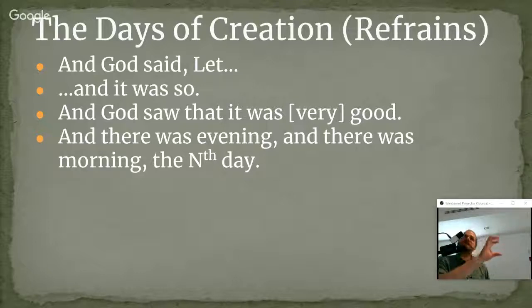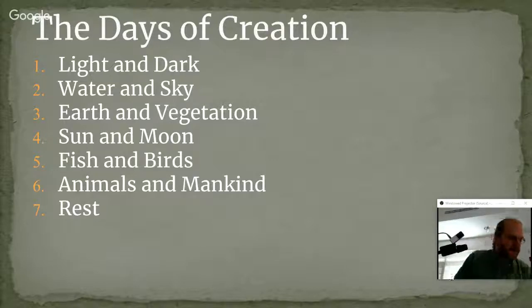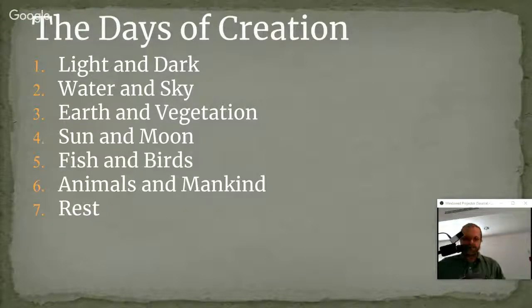And those terms are used to divide up the text into various sections, giving us these sections: light and dark, water and sky, earth and vegetation, sun and moon, birds and fish, animals and mankind, followed by the Sabbath or rest. So if we read one just to give us an idea.